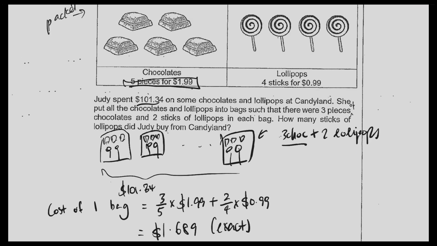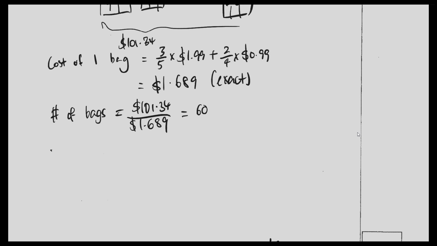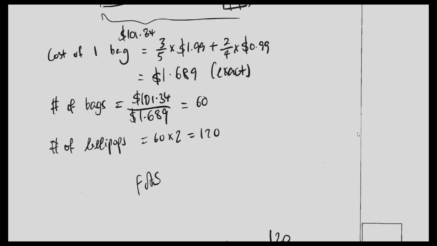So we know that she bought 60 bags, and each bag has 2 lollipops, so the number of lollipops is just 60 times 2. 120. Write your final answer statement. Right, here we go.